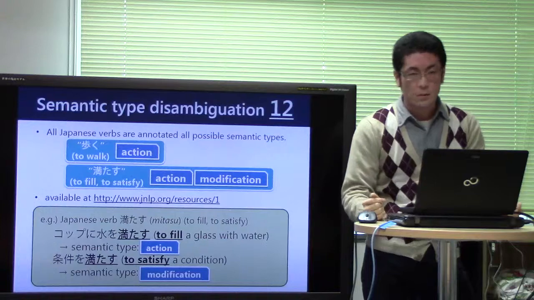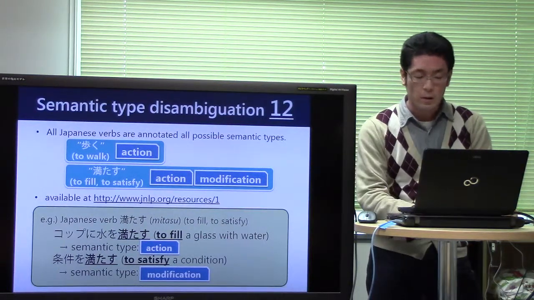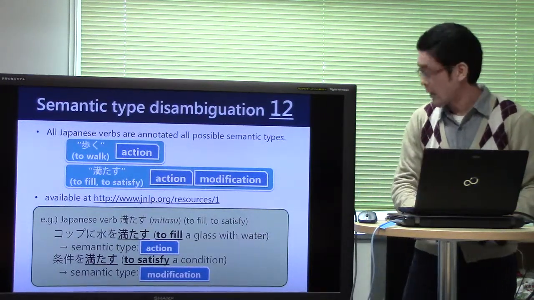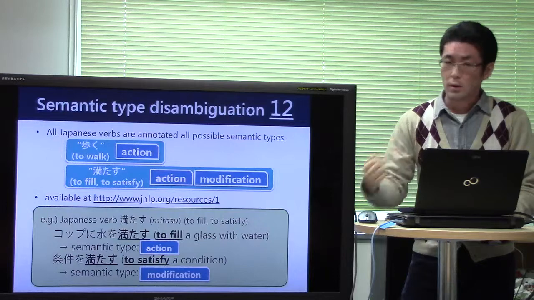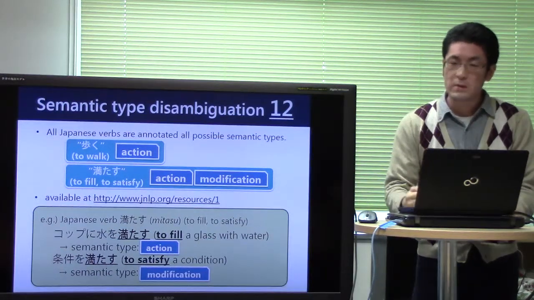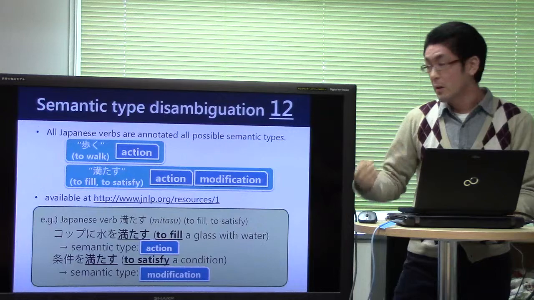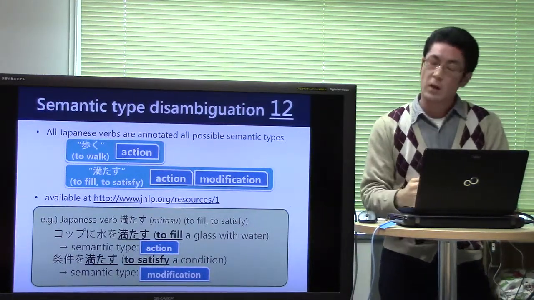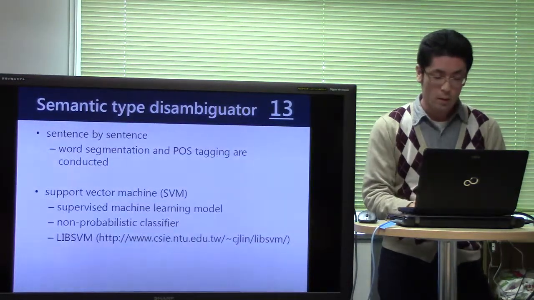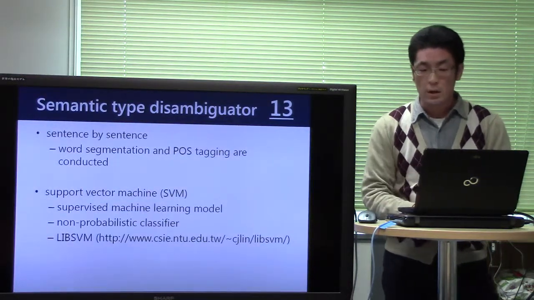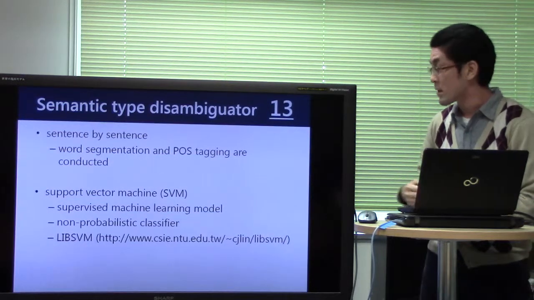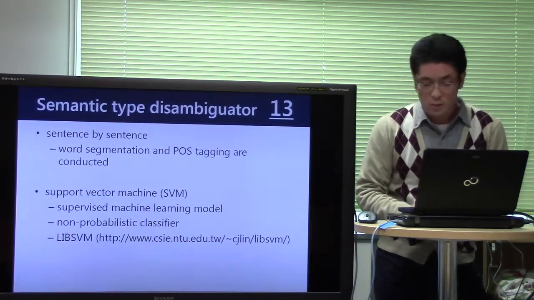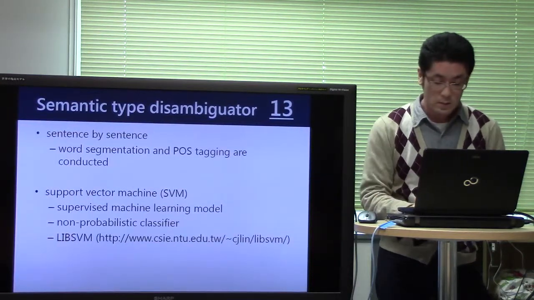We assume that the verb's type can be decided as a single type with the context. So we define deciding the verb's semantic type as semantic type disambiguation. We then constructed a semantic type disambiguator. The disambiguation is conducted sentence by sentence. Word segmentation and part-of-speech tagging are conducted on each sentence.